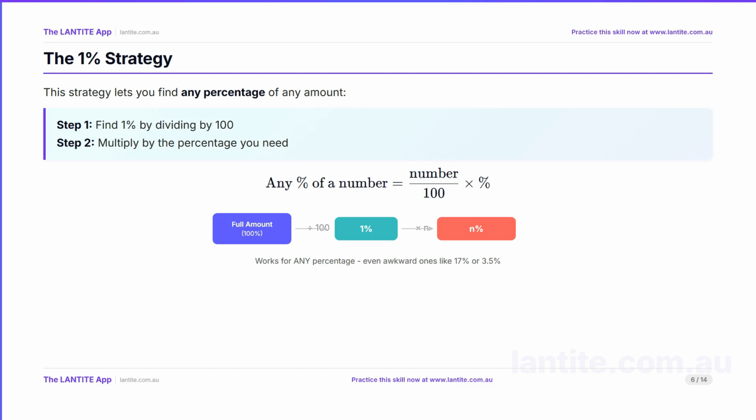Now, let's learn the 1% strategy. This is incredibly powerful because it lets you find any percentage at all, even awkward ones like 17% or 3.5%. The method is simple. Step 1. Find 1% of the amount by dividing by 100. Step 2. Multiply that result by whatever percentage you need. That's it. Divide by 100, then multiply by the percentage. This works every single time.